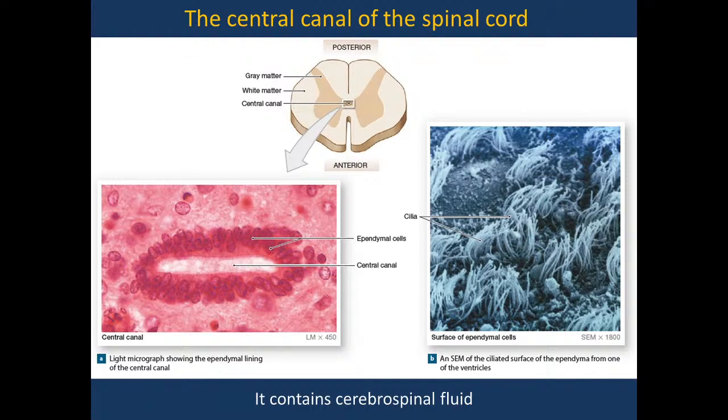In the middle of the gray matter is the central canal. This is empty space. Really, it is not empty. It contains some cerebrospinal fluid, but usually this canal is collapsed in most areas of the adult spinal cord.